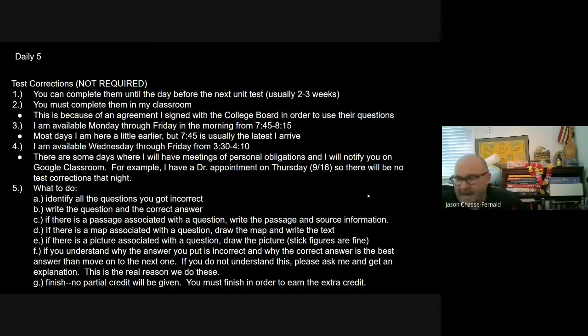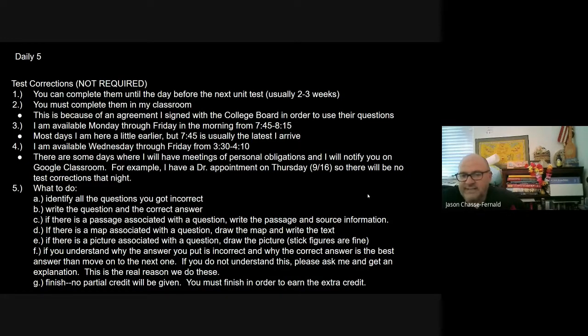Right, so whatever passage is associated with the question. If it doesn't say in paragraph whatever, then you've got to write the whole passage. If there's a map associated with it, you've got to draw the map and label it appropriately. If there's a picture associated with it, you've got to draw the picture. Stick figures are fine. I just want to be able to recognize what it is that you're drawing.